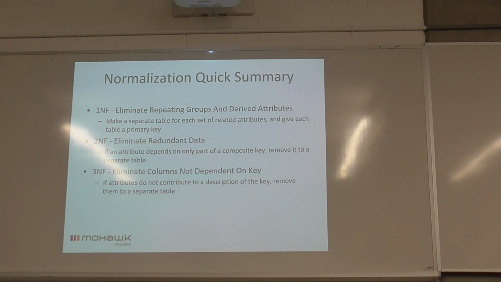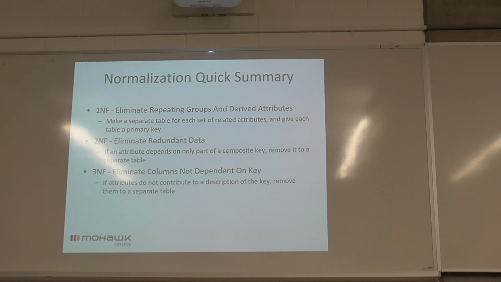So, quick summary. First normal form: make a separate table for each set of related attributes and give each table a primary key. Eliminate redundant columns. Second normal form: eliminate redundant data. If an attribute depends on only part of a composite key, remove it to a separate table. Attack the rows according to primary keys.